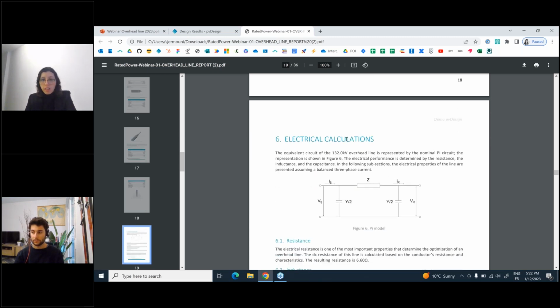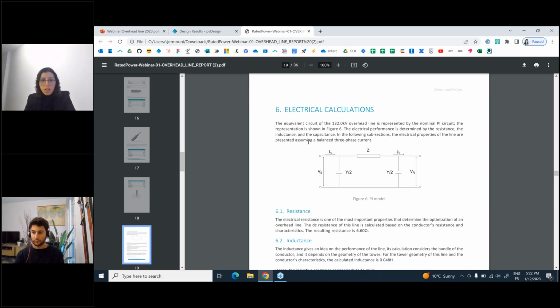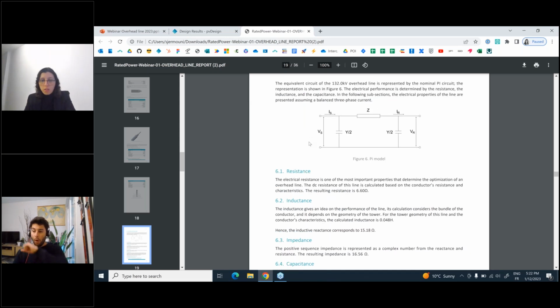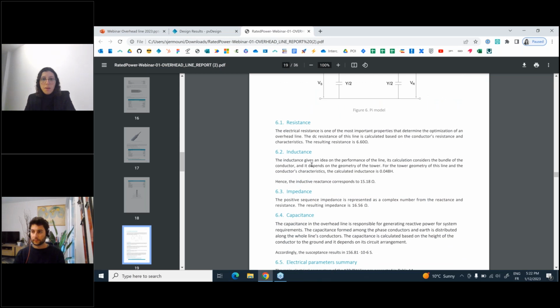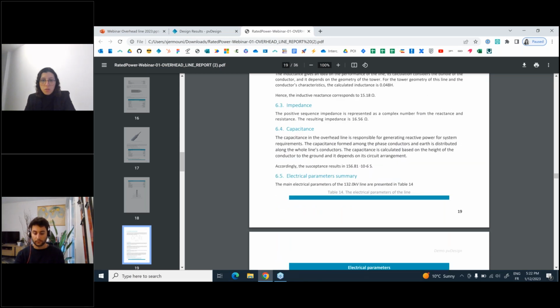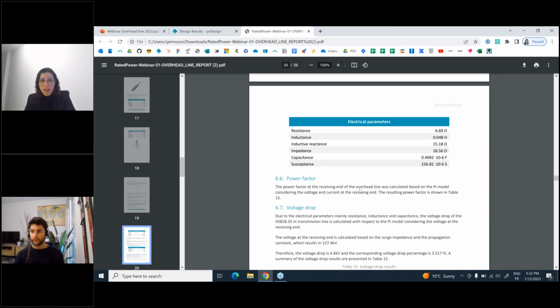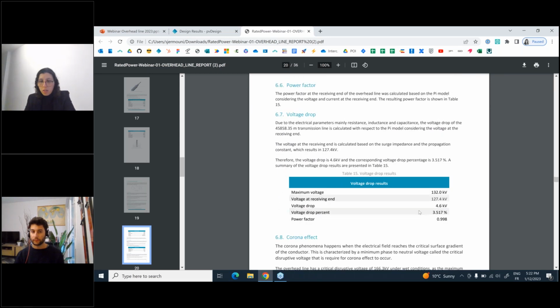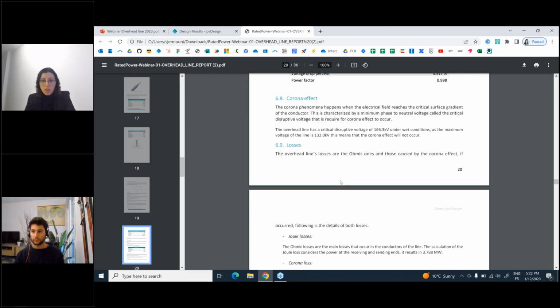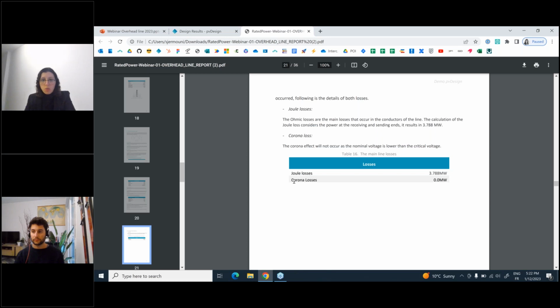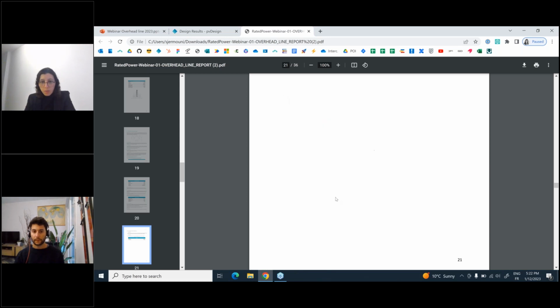And then you have here the electrical calculation. We also have the chapter regarding the mechanical one, but here you will find all the electrical parameters calculation, as I mentioned: inductance, impedance, capacitance. You have here this table with all the calculations. You will find the power factor and voltage drop reflected as well in another table with the results. And finally, the losses in another table, with the Joule loss and also the corona loss if it occurs. In this case, it didn't occur, so that's why we have a zero in the loss.